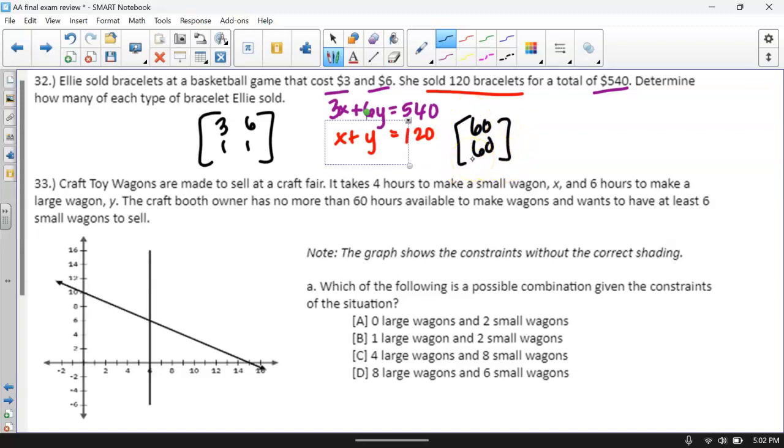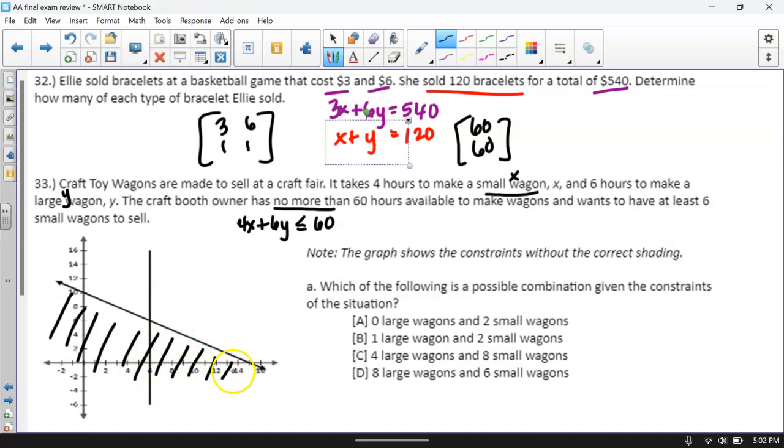So now 33. Here it takes 4 hours to make a small wagon. So X is our small, and 6 hours to make our large. So Y is the large. So this is the 4X plus 6Y, right? That's how long it takes. No more than 60, which means it's got to be less than or equal to 60. So notice how it's already been graphed for you. So less than, which means that is everything below.